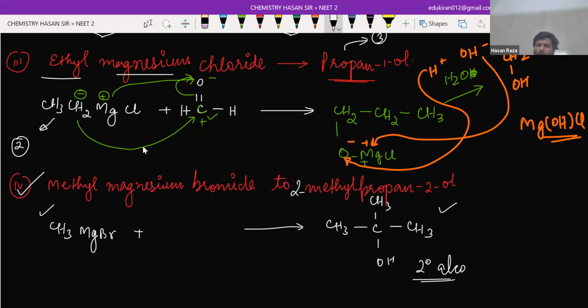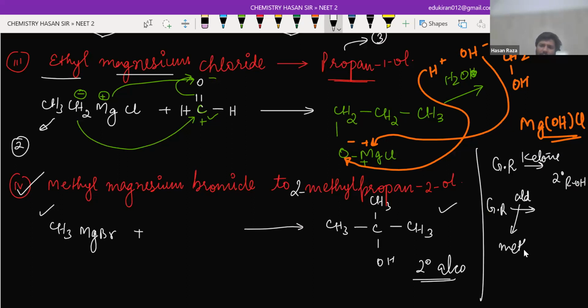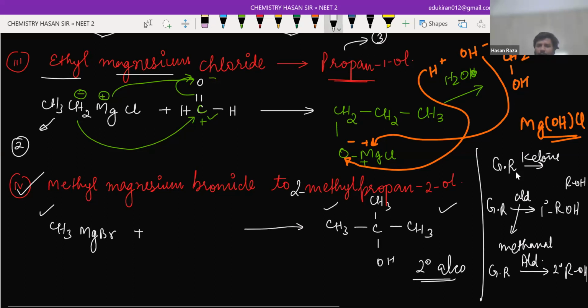Always remember that when a Grignard reagent reacts with a ketone, you will always get a tertiary alcohol. If a Grignard reagent reacts with an aldehyde, in which case methanal, if it is reacting with methanal, then you will get a primary alcohol. And if a Grignard reagent reacts with an aldehyde other than methanal, like ethanal, propanal, butanal, then you will get a secondary alcohol. So here we have a tertiary alcohol.